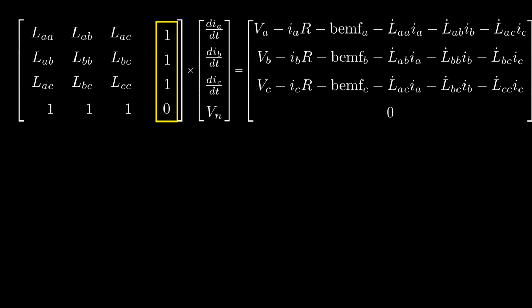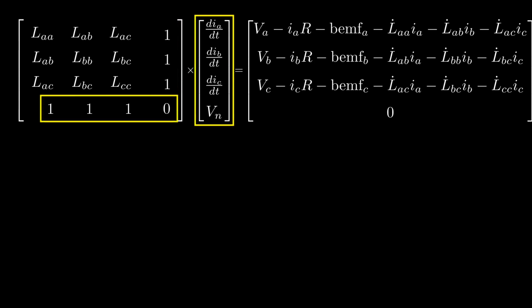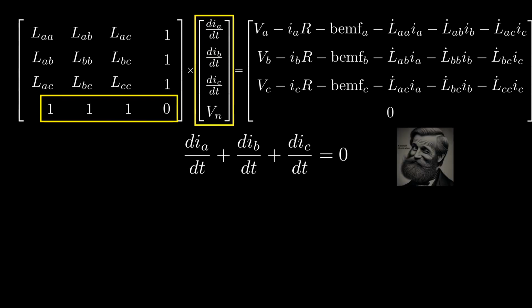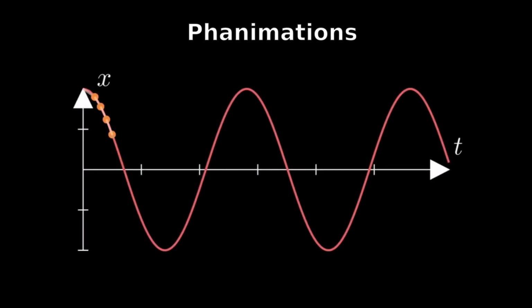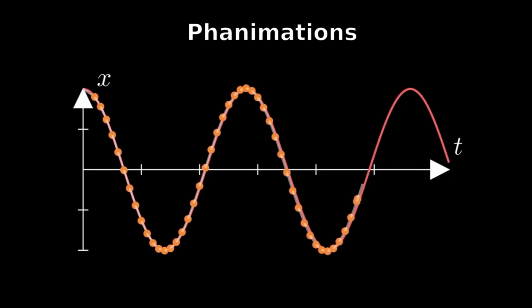This final column is what adds the neutral voltage to the phase equations. And this final row is what adds the sum of the derivatives equal to zero equation to ensure Kirchhoff's current law. We solve these equations every simulation cycle, which are very short periods of time. Short enough to capture the actual physics, but not too short so that the simulation takes forever to run.